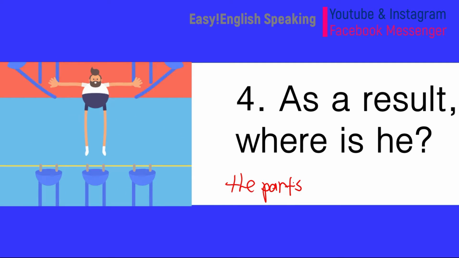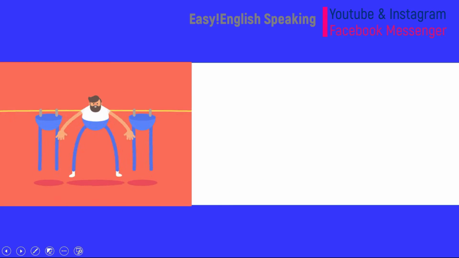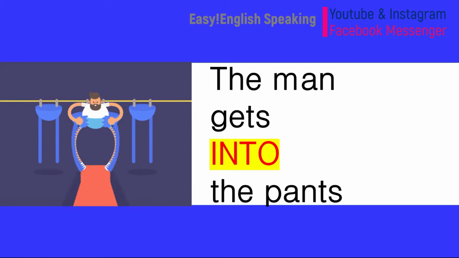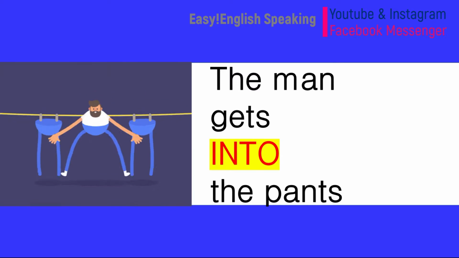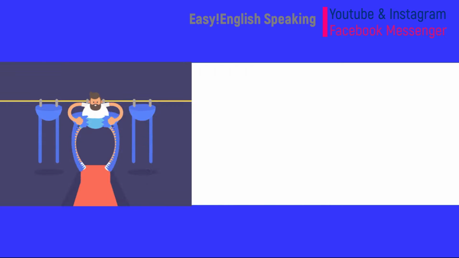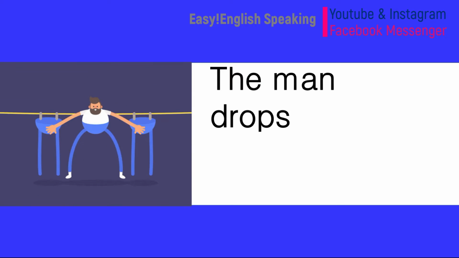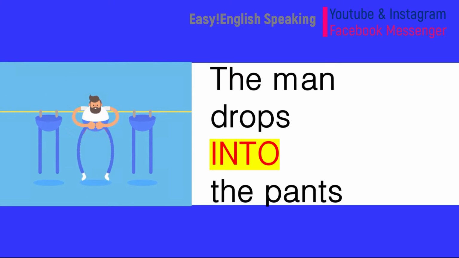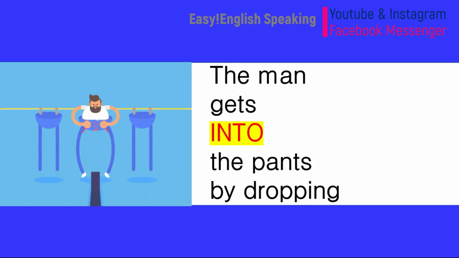Correct? So, by combining all those four answers, we can make one sentence just like this. The man gets into the pants. The man is the mover. Gets means the dummy manner verb, and into is the center of the sentential meaning, and the pants is the end result place. If you know the manner verb, then you can just say like this. The man drops into the pants, right? But you are not allowed to say like this. The man gets into the pants by dropping. You cannot say like this.